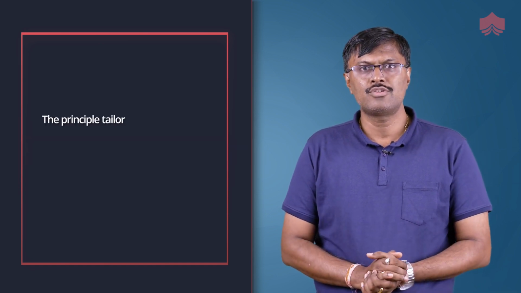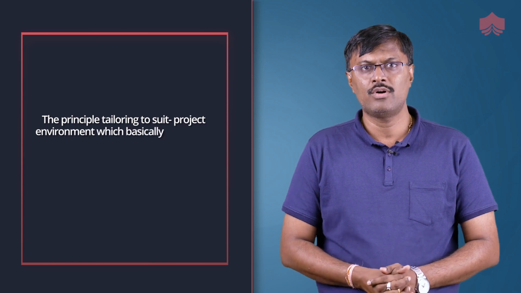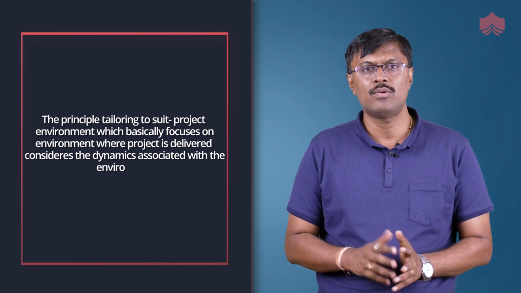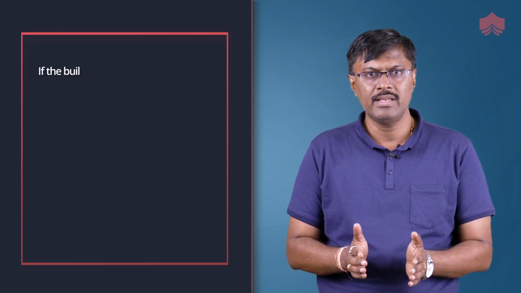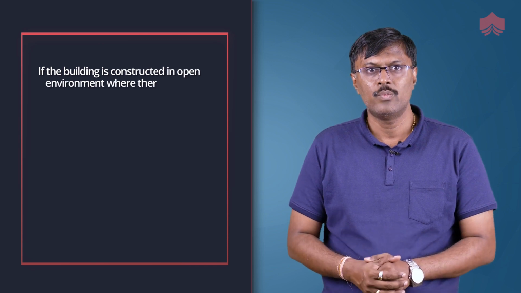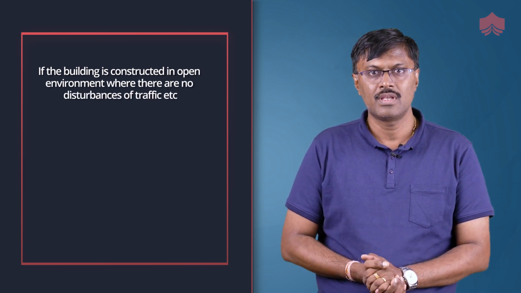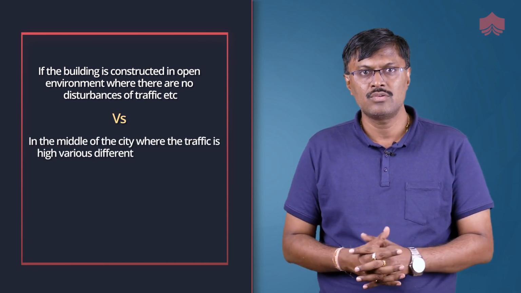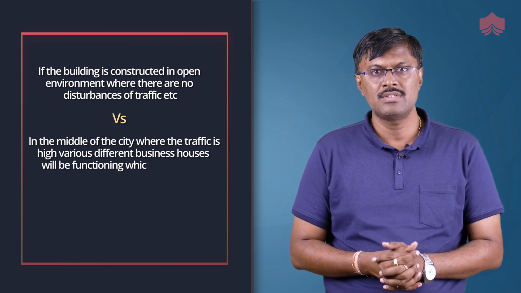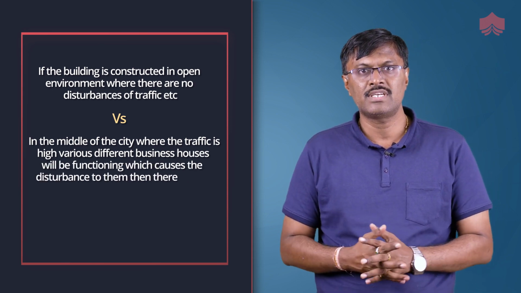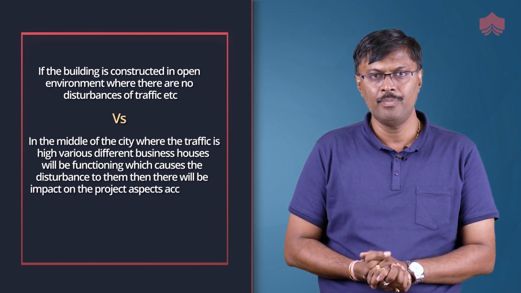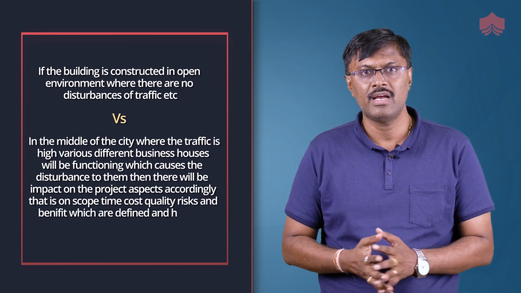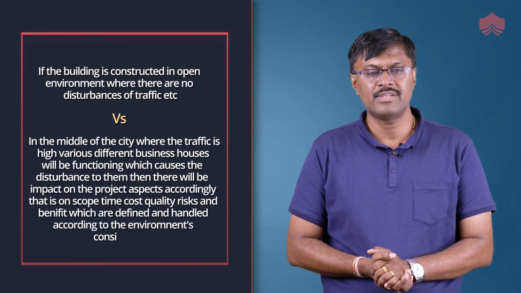The principle tailoring to suit project environment, which basically focuses on environment where project is delivered, considers the dynamics associated with the environment. In our case, if the building is constructed in open environment where there are no disturbances of traffic, etc., versus in the middle of the city where the traffic is high, various different business houses will be functioning, which causes the disturbance to them, then there will be impact on the project aspects accordingly, that is on scope, time, cost, quality, risk and benefits, which are defined and handled according to the environment considerations.